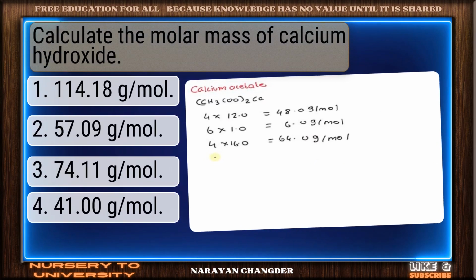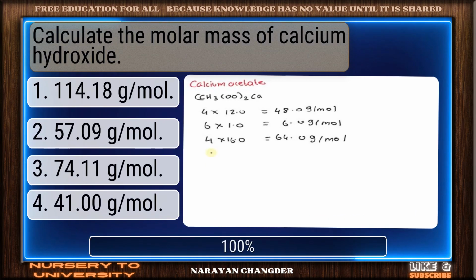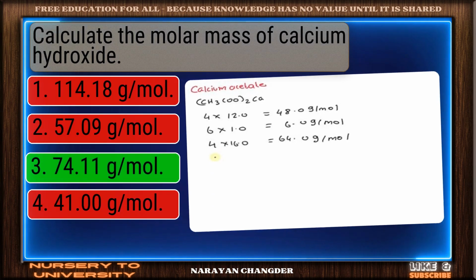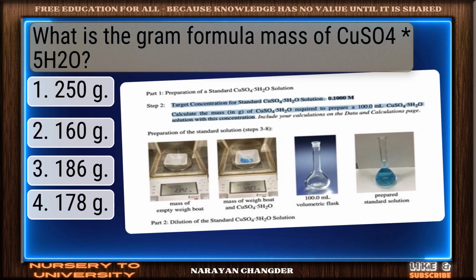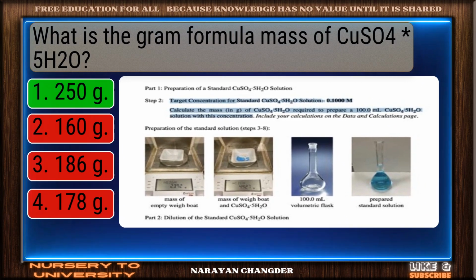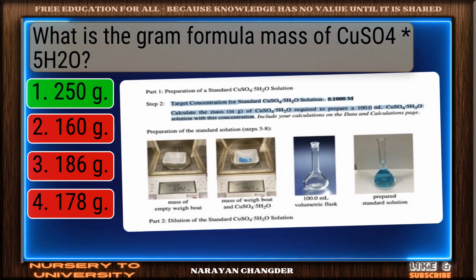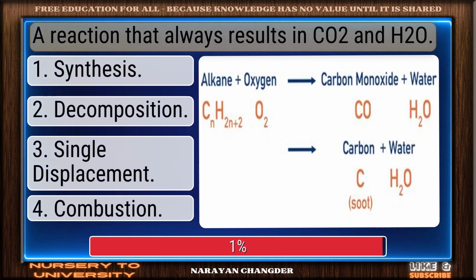Calculate the molar mass of calcium hydroxide. Good thinking. 74.11 g/mol is the right answer. What is the gram formula mass of CuSO4? Bravo. 250 is the answer. A reaction that always results in CO2 and N2O.